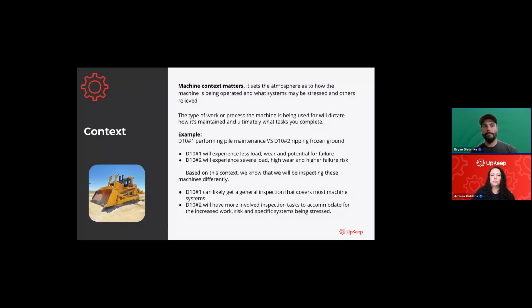So here's an example. D10 number one is performing pile maintenance. If you're not familiar with it, that means you're just grooming piles to ensure that they have the appropriate angle of repose. There are no snail trails, no dirt, nothing around. Generally light work for a D10. And D10 number two is ripping frozen ground. If you're familiar with rippers on the back of dozers, you will know there is an extreme amount of wear on those machines. So D10 number one will have arguably less load, wear, and potential for failure.